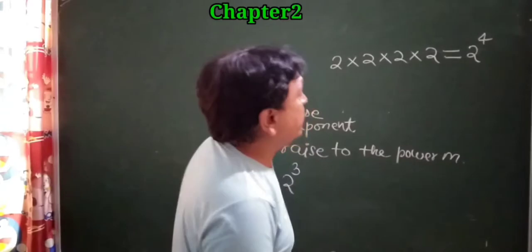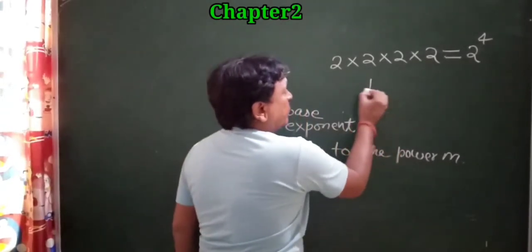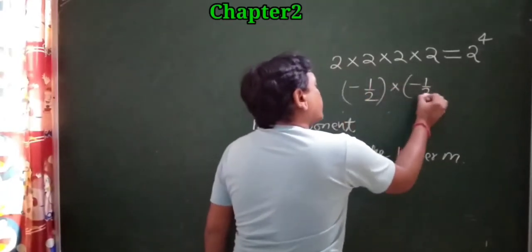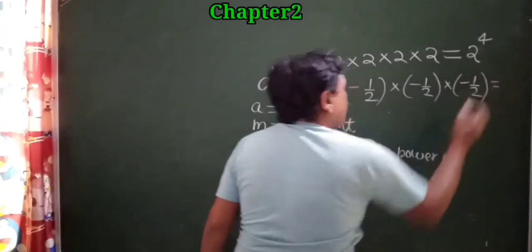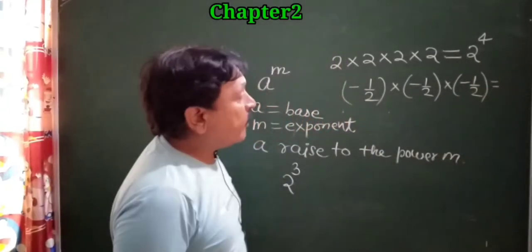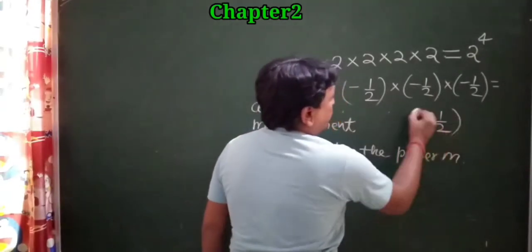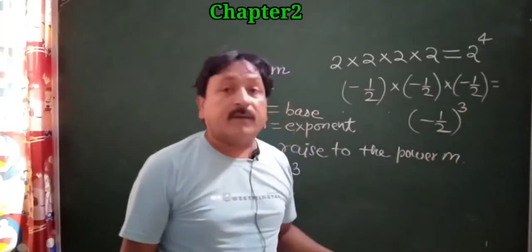We can take one more example: minus 1 upon 2 into minus 1 upon 2 into minus 1 upon 2. We have to write it again in the form of an exponent. So we can write it as minus 1 upon 2 raised to the power 3. So this is the exponential form.